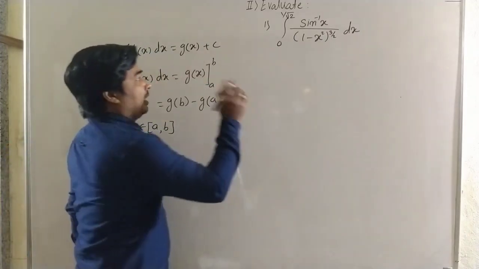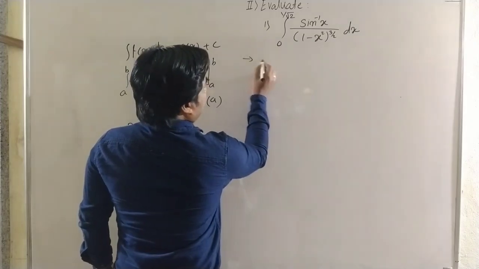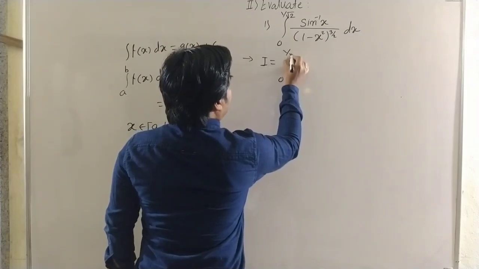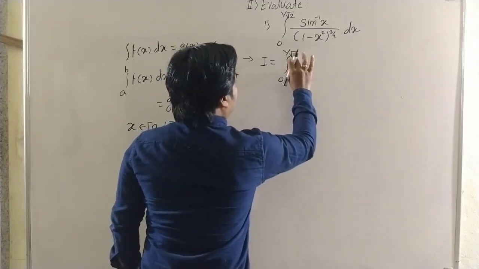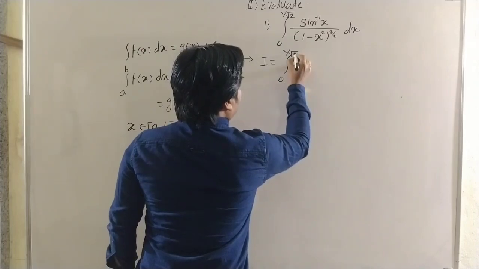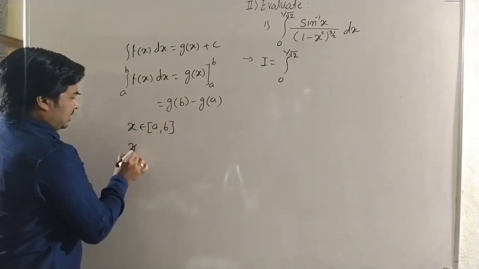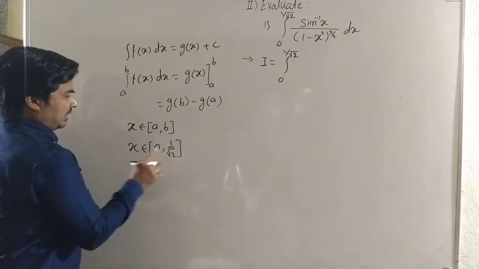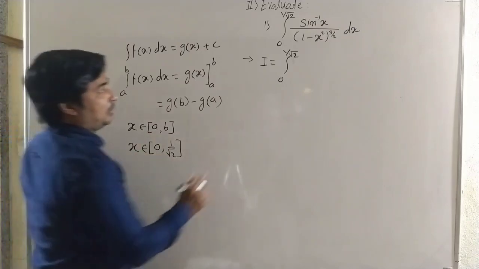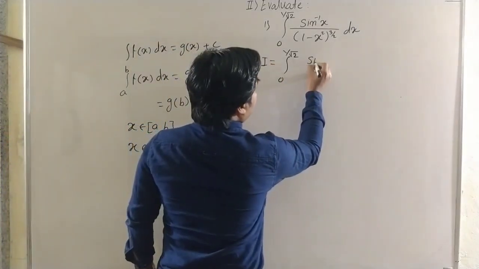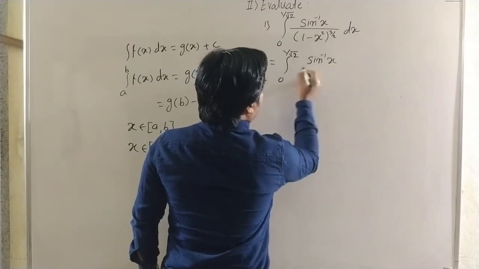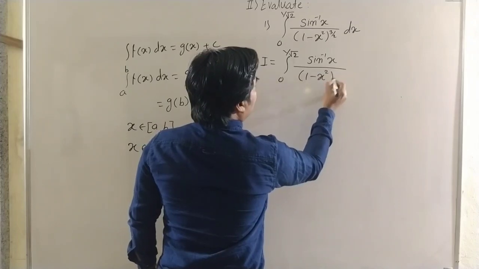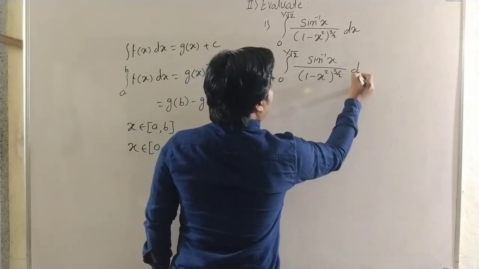See carefully. Here the solution: I is equal to integral 0 to 1 by root 2. Here the limit is all possible values of x, that is, x belongs to 0 to 1 by root 2, so it has a lower limit and an upper limit. Now it is sine inverse of x upon (1 minus x square) to the power 3 by 2.